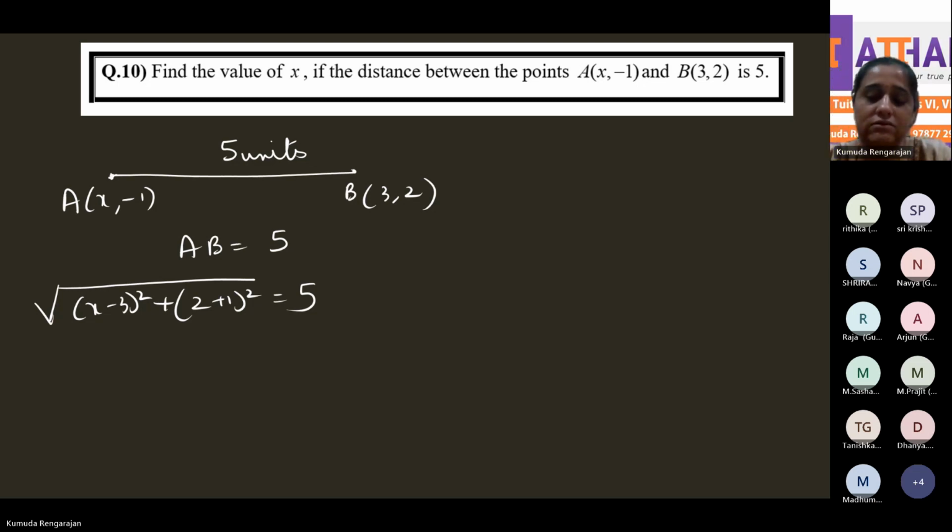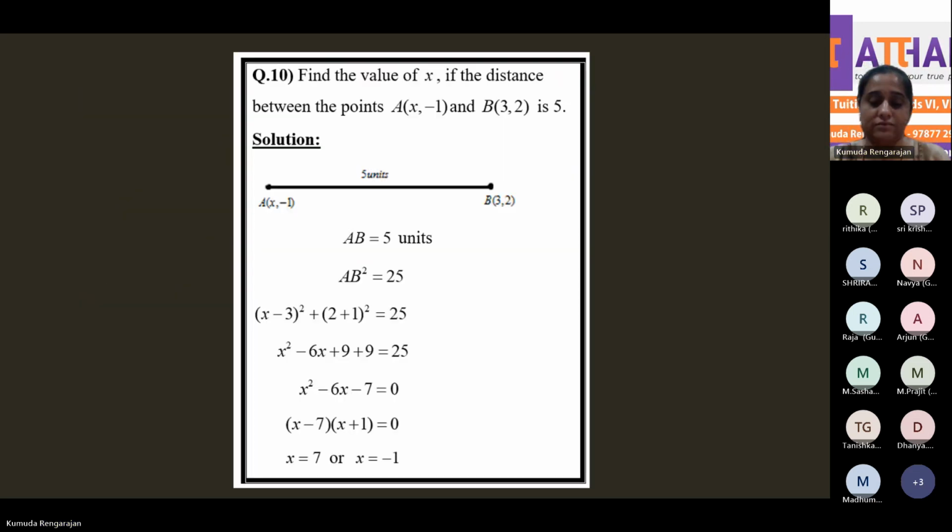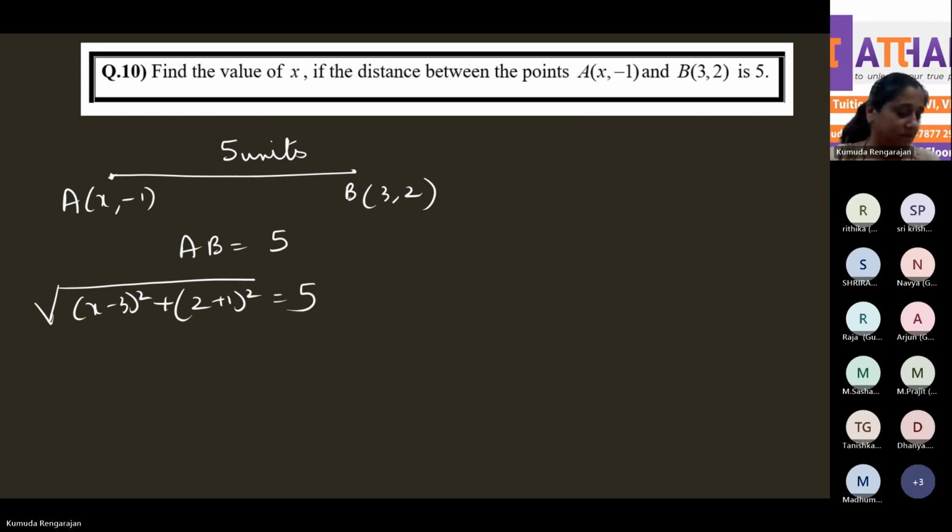Yes, children. Got the result? Ma'am, I got two values. Yeah, that's what I said. One is 7 and one is -1. Yeah, you're right. Even I got 7 and -1. Okay, that's good.